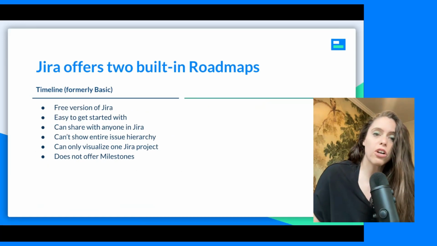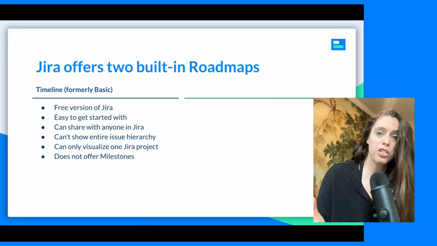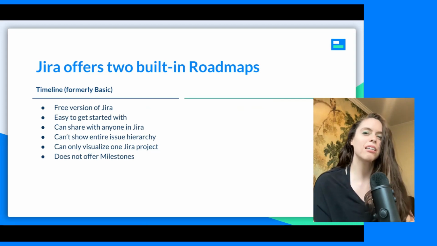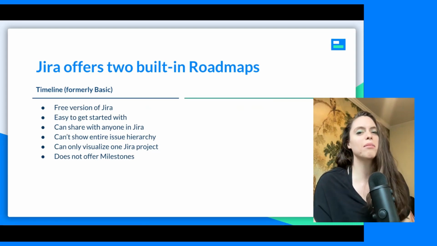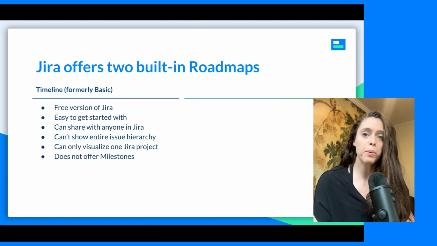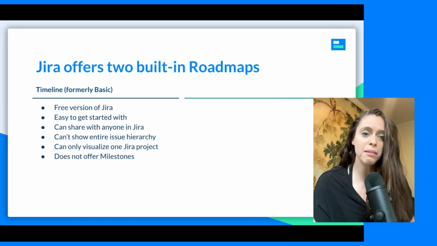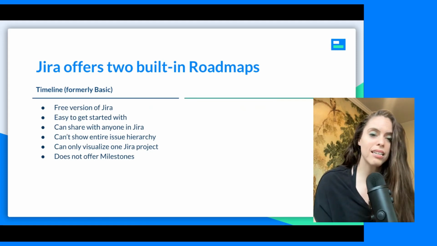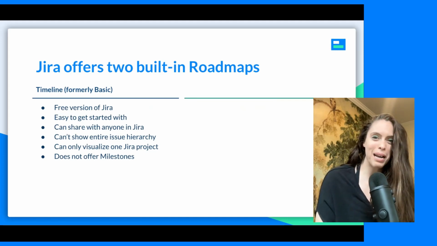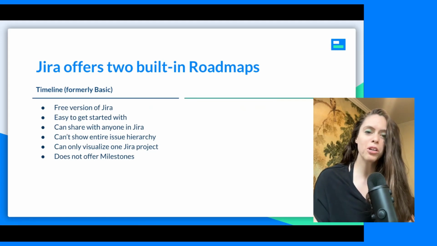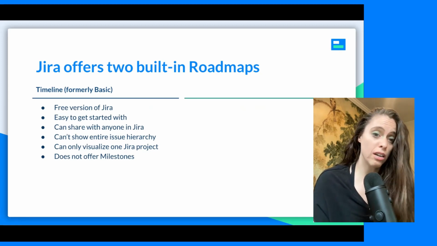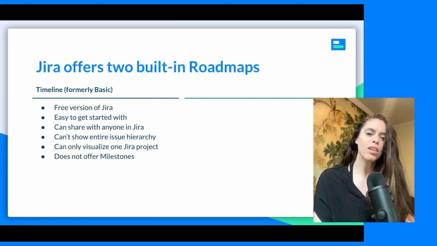So let's first of all talk about Jira's timeline option, formerly known as basic roadmaps. You might still see documentation in the Atlassian ecosystem talking about basic roadmaps. That's really timeline. This is available even if you have the free version of Jira. So everyone has access to timeline. It's really easy to get started with. It used to be called basic roadmaps for a reason, super simple, and they allow you to share your roadmap with anyone who's using Jira.